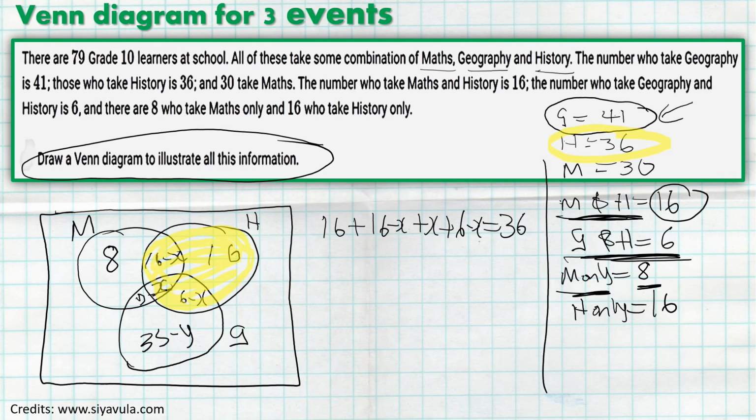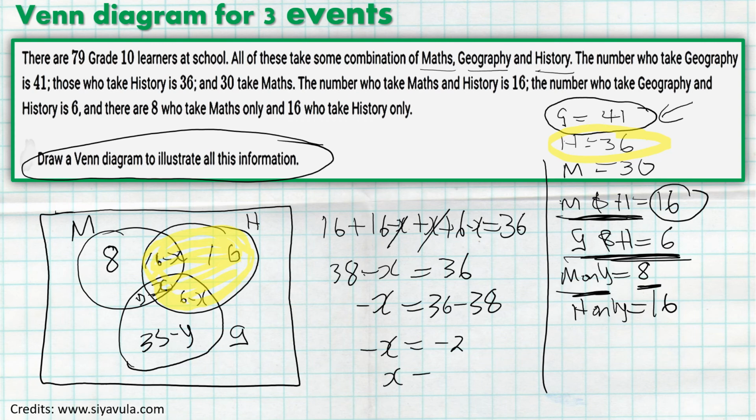Then you solve for x. Minus x plus x will cancel out each other. Then we have 16 plus 16 plus 6, which will give us what? 38. So we have 38 minus x is equal to 36. To solve for x, we take 38 to the other side. So our minus x will be 36 minus 38, then our minus x will be minus 2. x will be equal to 2, right?